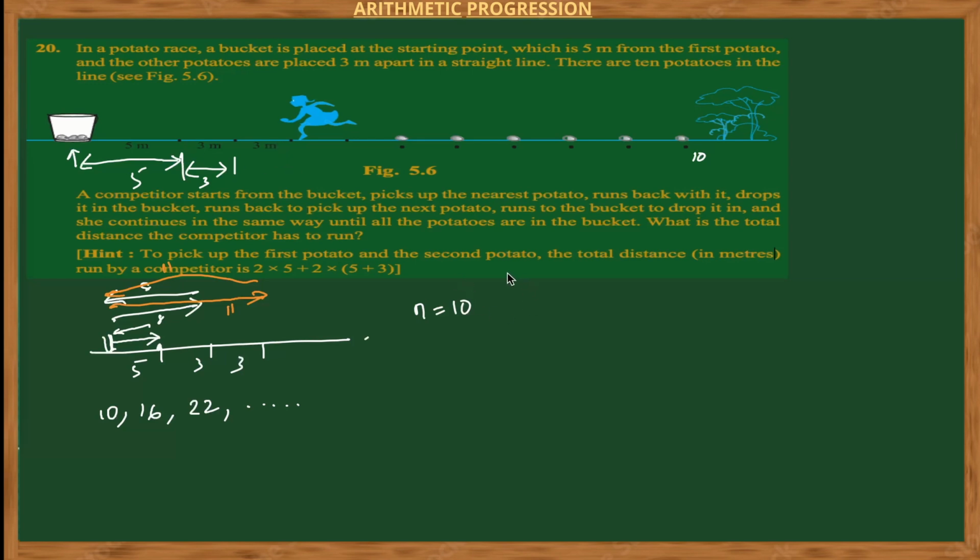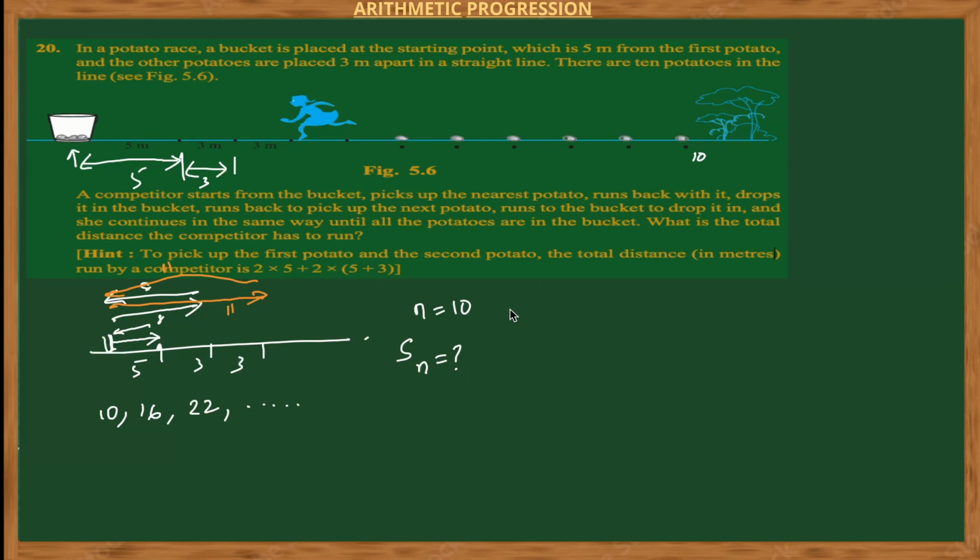She continues in the same way until all the potatoes are in the bucket. So totally 10 are there, so this needs to be followed 10 times. So n is the number of terms in the sequence. What is the total distance the competitor has to run? Total means it's nothing but the sum. So we know n here, and we need to find the sum.